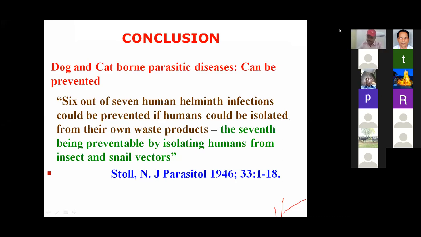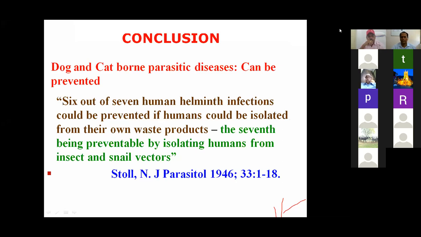Although I have not covered them, I have taken only the major ones, which are common. Dog and cat-borne parasitic diseases can be prevented. Six out of the seven human helminthic infections could be prevented if humans could be isolated from their own waste products, the seventh being preventable by isolating humans from insect and snail vectors. This was stated by the great parasitologist Stoll in 1947.